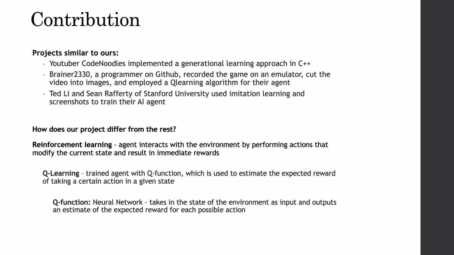Q-learning trains the agent with a Q function, which is used to estimate the expected reward of taking a certain action in a given state. The Q-learning that we used is called a neural network and can be used as a function approximator to estimate the Q values in Q-learning. In Q-learning, the goal is to learn the optimal Q values for each state-action pair. This can be difficult to estimate directly, so we use the neural network, which takes in the state of the environment as input and outputs estimates of the expected rewards for each possible action.